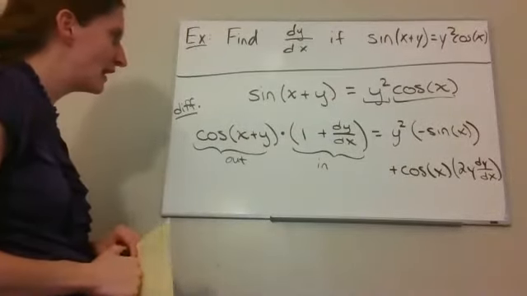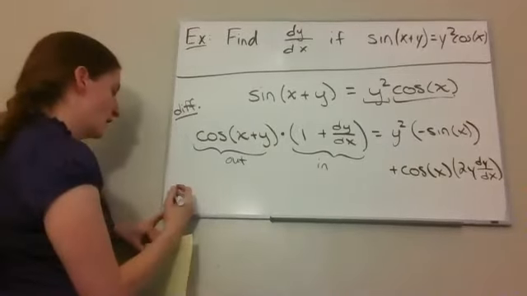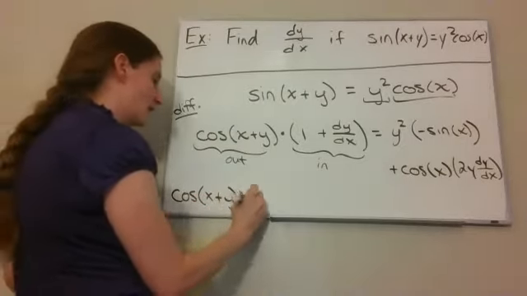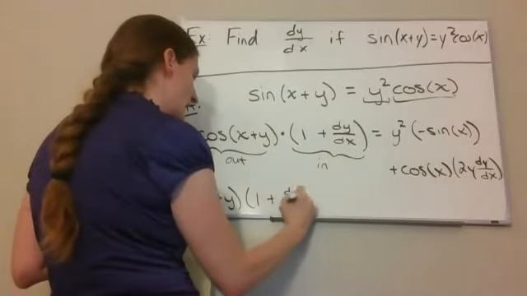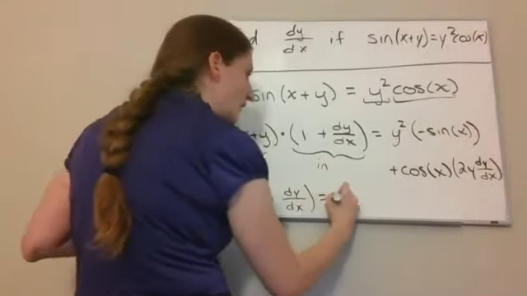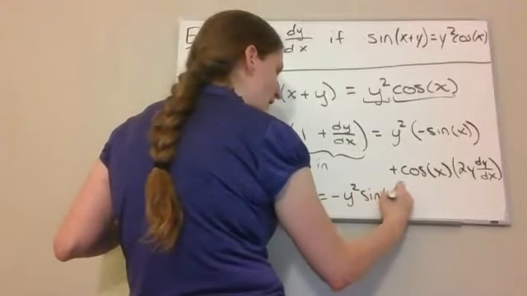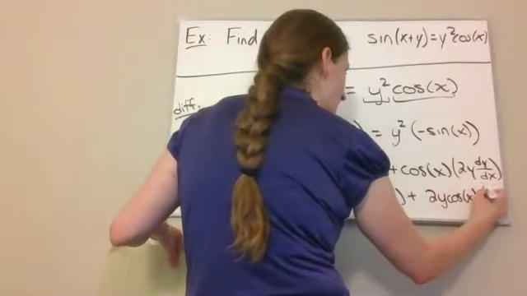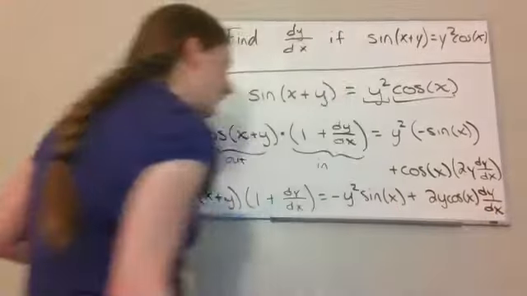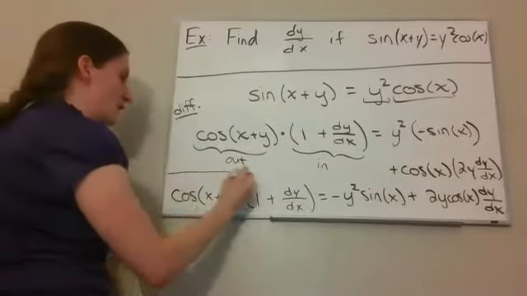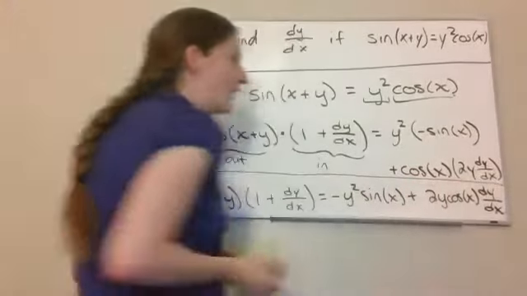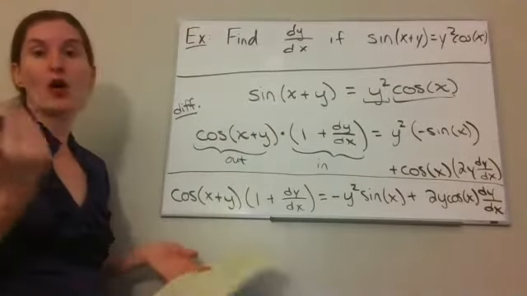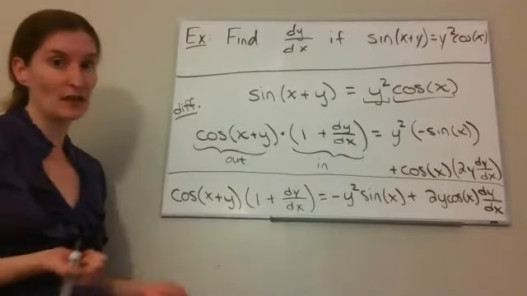Let me quickly rewrite it and then we'll figure out what to do. So rewritten so it's a little less ugly: cosine of (x plus y) times (1 plus dy/dx) equals negative y squared sine of x plus 2y cosine x dy/dx. So this is what we have to use to try to find our dy/dx. Now, just like the last problem, to find dy/dx, we want all the dy/dx terms on one side and everything else on the other side.